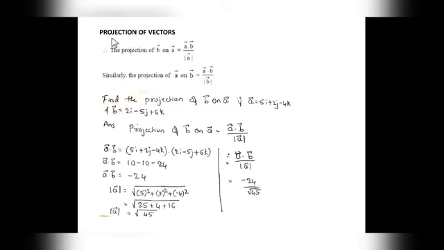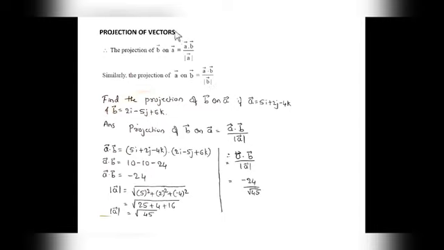Now we'll move on to the next part, that is projection of the vectors. We have here two formulae. First one is the projection of vector B on vector A, given by vector A dot vector B divided by magnitude of vector A. Similarly, the projection of vector A on vector B is again vector A dot vector B, but divided by magnitude of vector B we have to take.